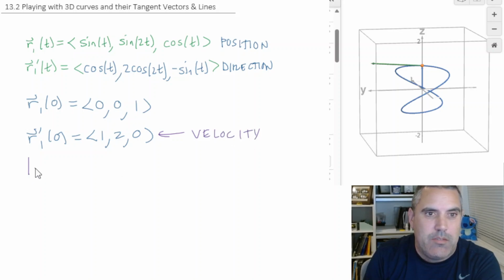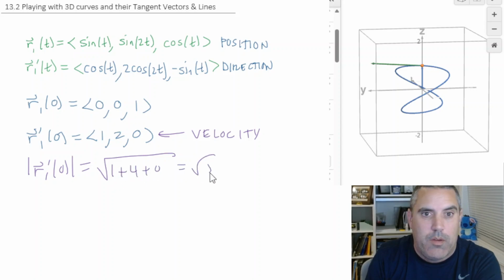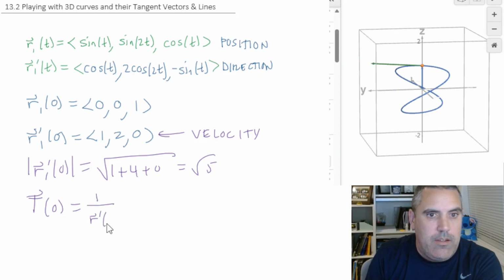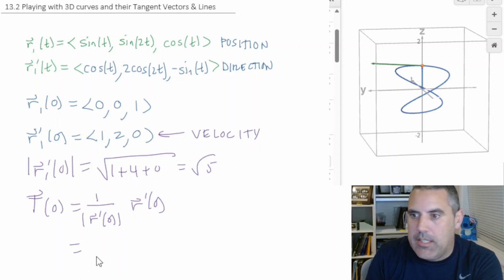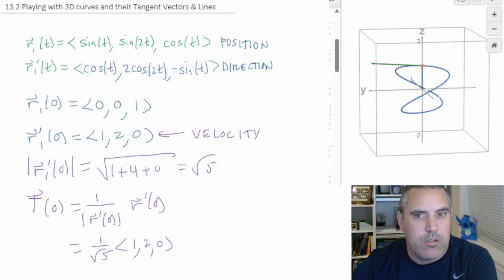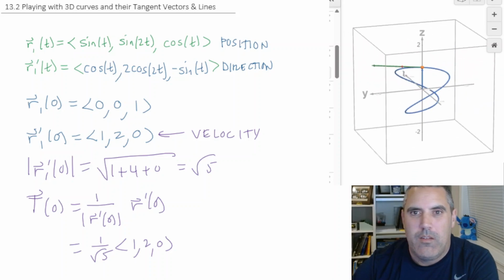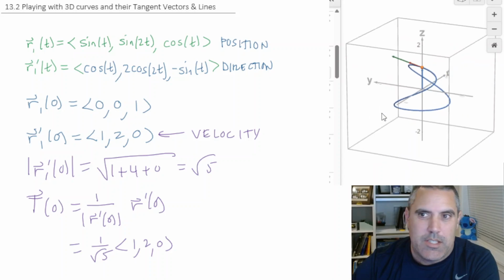We say the length of it is the speed, which is the square root of 1 plus 4 plus 0. So this would be the square root of 5. And then we sometimes will make what's called a unit tangent. The unit tangent is what you get if you rescale the tangent vector, which in this case would give me 1 over the square root of 5 times 1, 2, 0. At this moment, we don't have a good reason to want to do that, but I'm going to show it to you anyways. There it is. Unit tangent is useful if you're just going to study the direction.